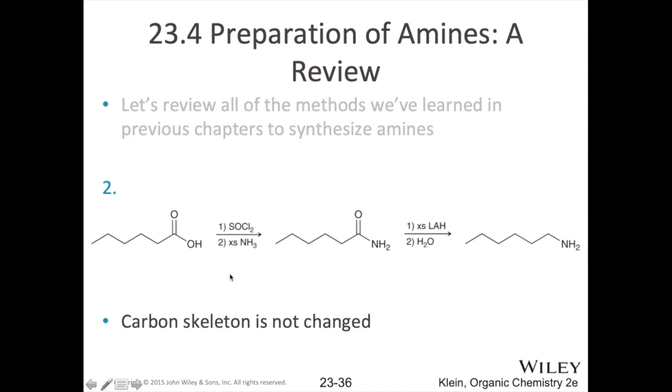We've seen that we can convert carboxylic acids or acid chlorides into the corresponding amides. In this first step, we've converted the carboxylic acid into an acid chloride. By using thionyl chloride, we're swapping out that OH group for a Cl. Then we can use ammonia as our nucleophile, kick off that chloride leaving group, and now we've made this amide. Just like with our nitriles, we can reduce that down to the corresponding amine.